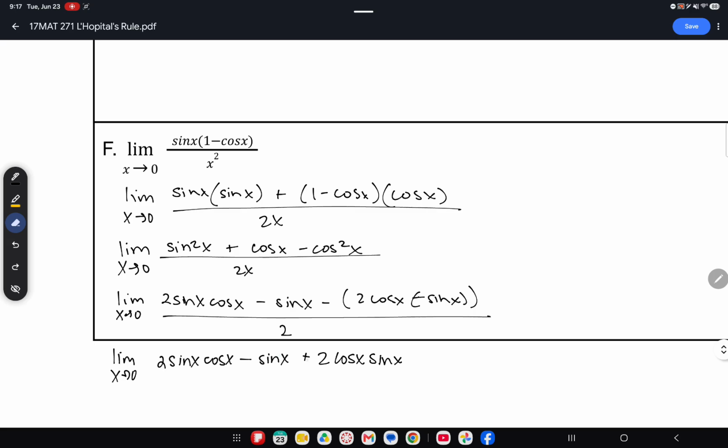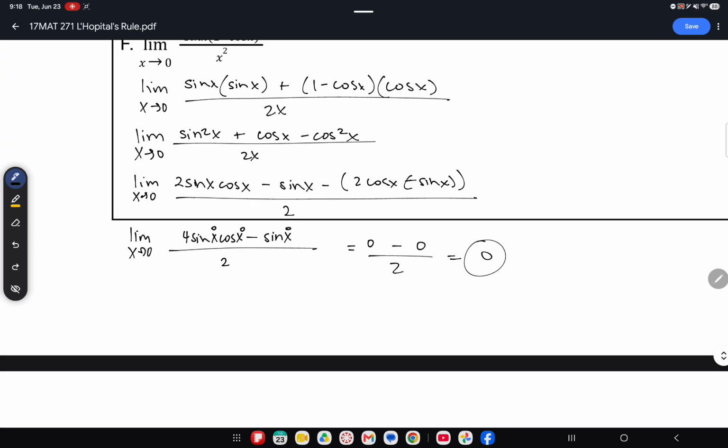Oh, but then really, those are like terms. I can combine that into 4 sine of x cosine of x all over 2. If I substitute in 0, right, let's see. Sine of 0 is 0. So that whole first part is 0. Sine of 0 is 0 all over 2. And I get 0. All right. Kind of cool.